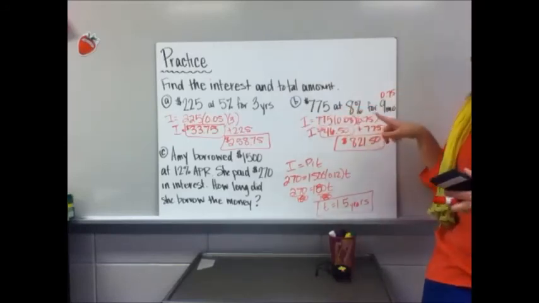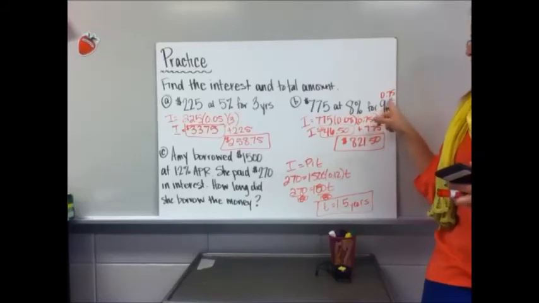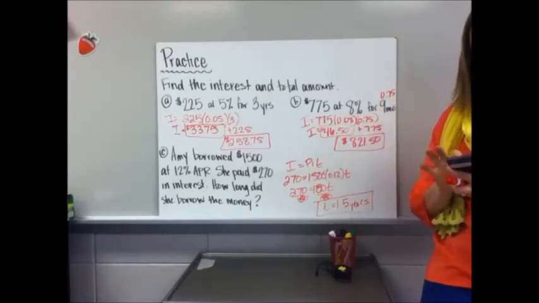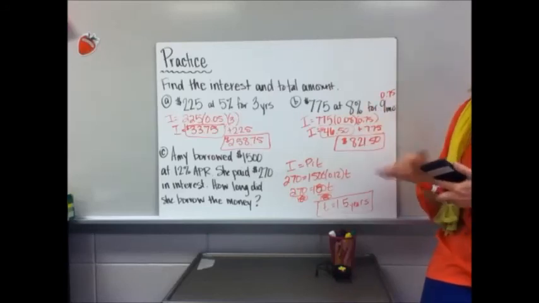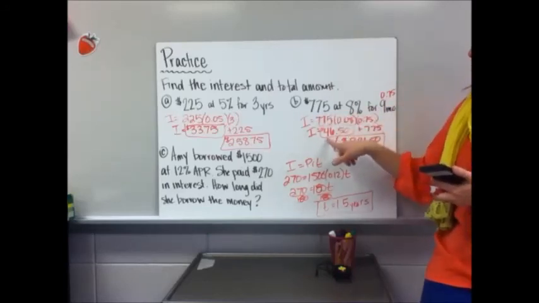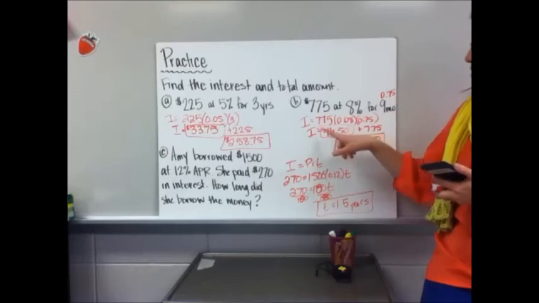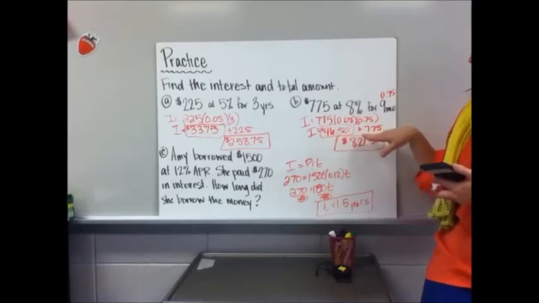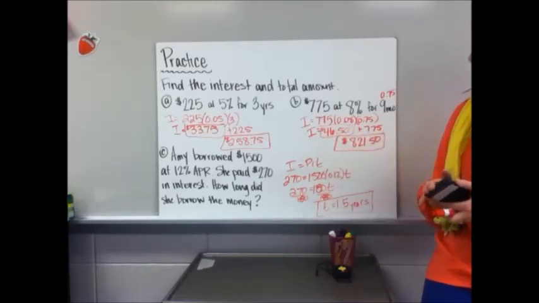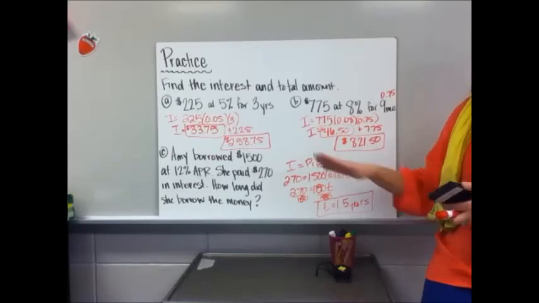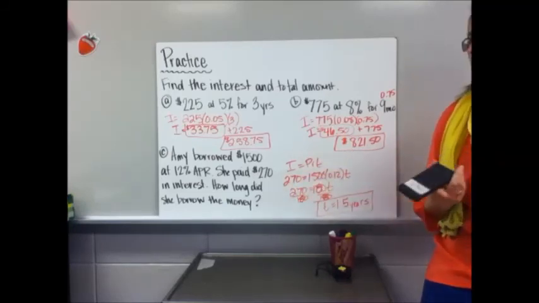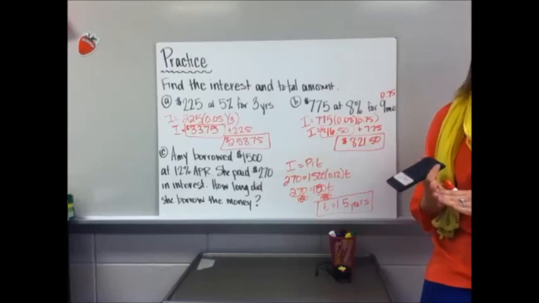Same process on part B. Multiply the three together, but the catch is for 9 months, that is 0.75 years because you divide 9 by 12, because there's 12 months in a year, you get 0.75. Multiply those three together, you get $46.50 plus the principal of $775, you get $821.50.